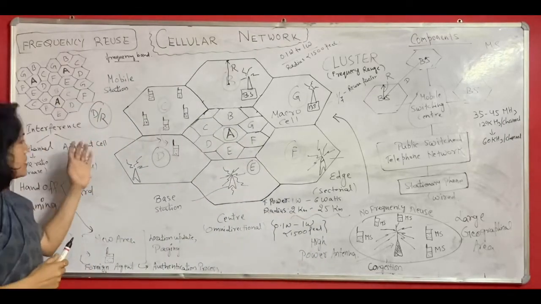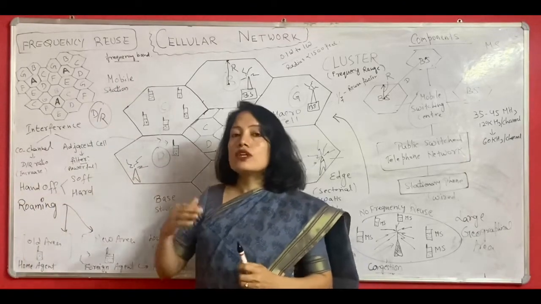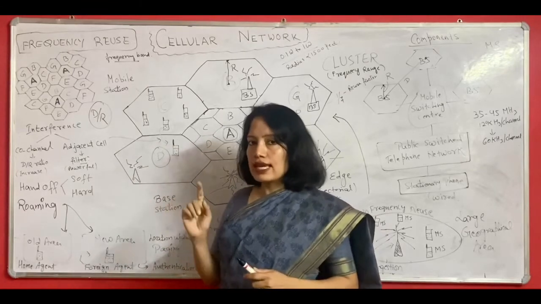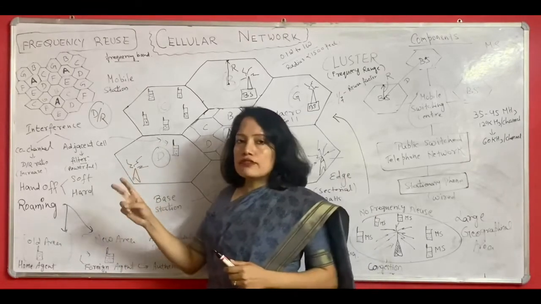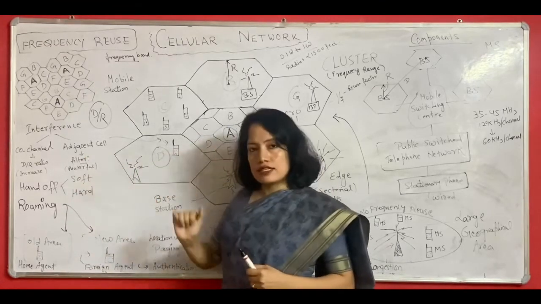Now there are certain problems that may arise due to frequency reuse. So what are the problems? There are 2 kinds of interference that may arise in this case. These 2 interferences are called co-channel interference and adjacent cell interference.